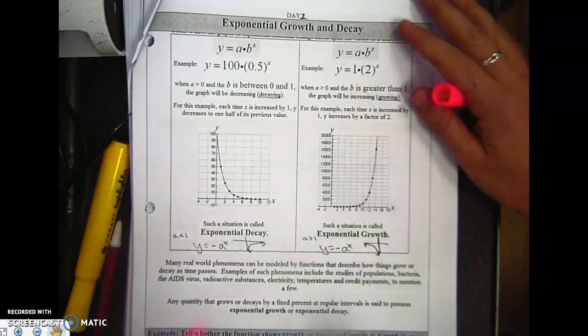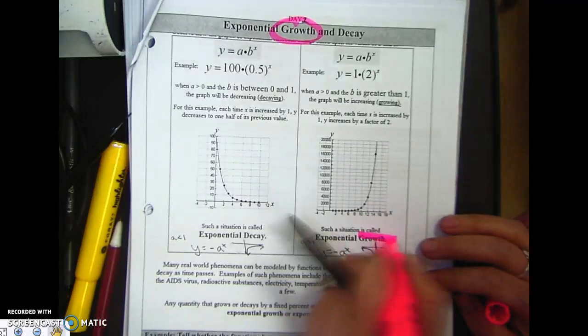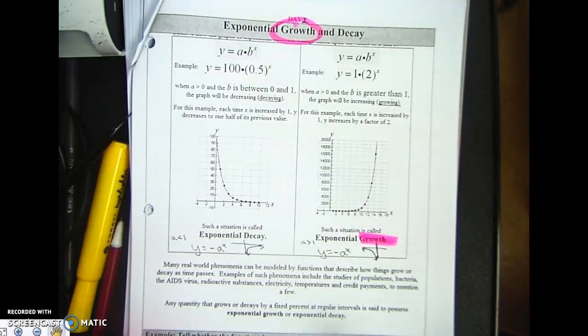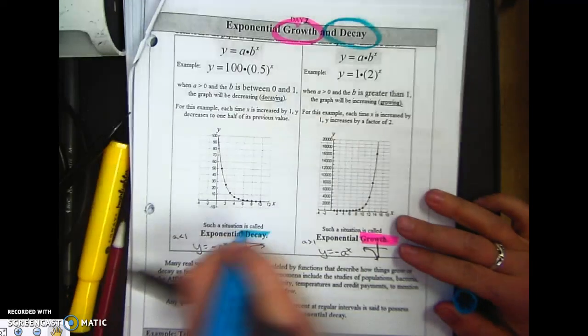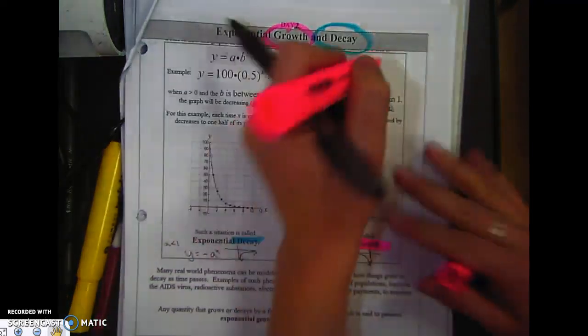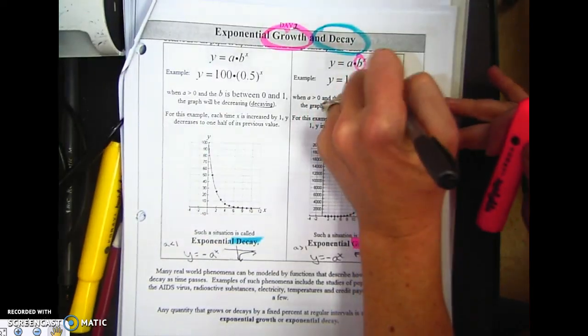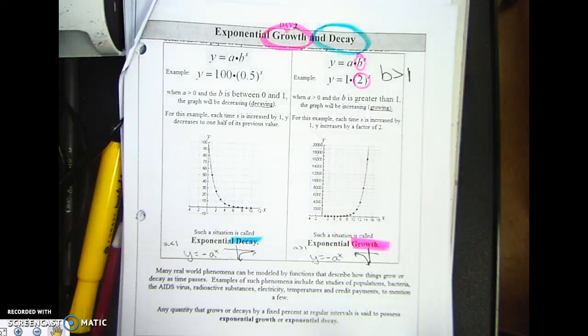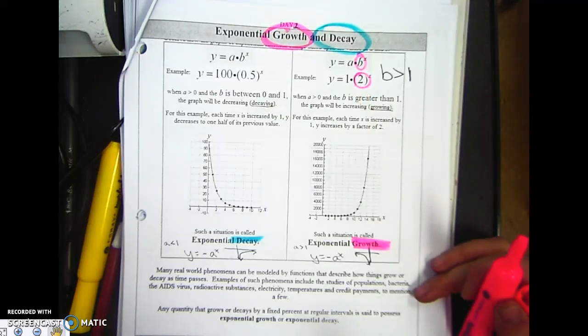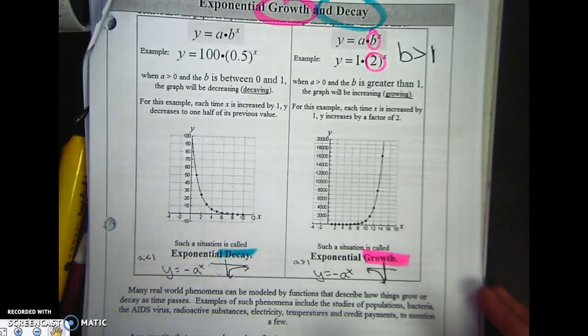So let's talk about growth, and growth we'll highlight in pink. And let's talk about decay, which I'm going to highlight in blue. You're dealing with growth when this number here, which is your base, which is your B, is greater than 1. Okay? So as long as that number is greater than 1, then it's considered growth. Anything you have is going to grow.